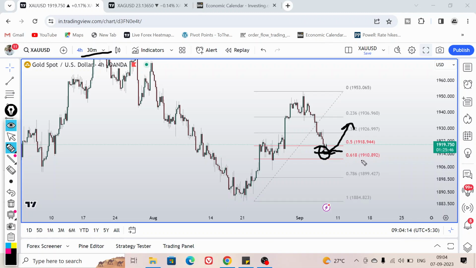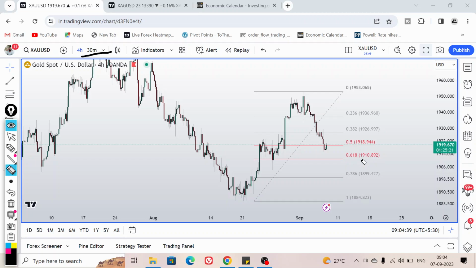But if price breaks down from 1910, then better look for sell opportunities and further decline is possible. So for today, this is the most important area that we can focus on. If price is able to sustain above this, and also we have to watch the CPR level, then above this we can look for buy opportunities on the midterm.